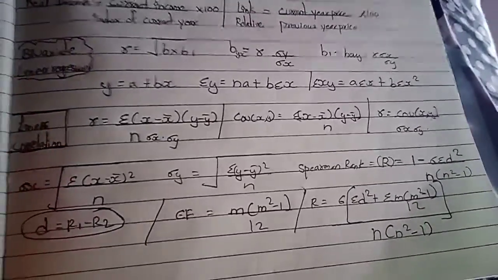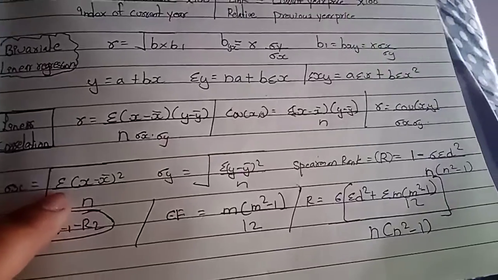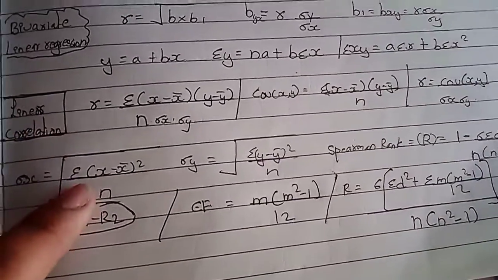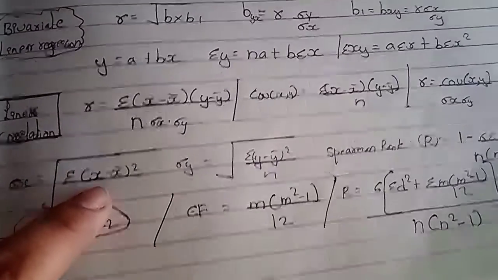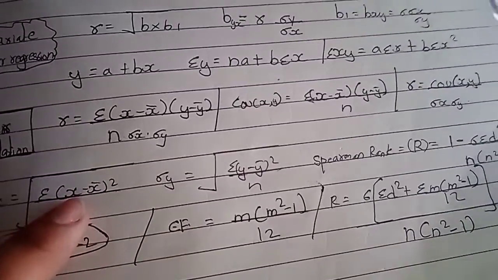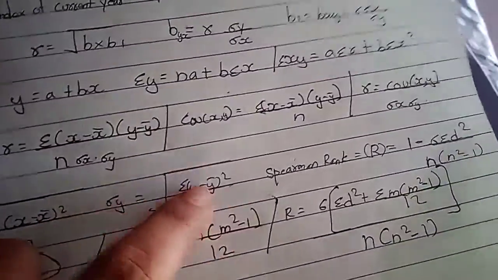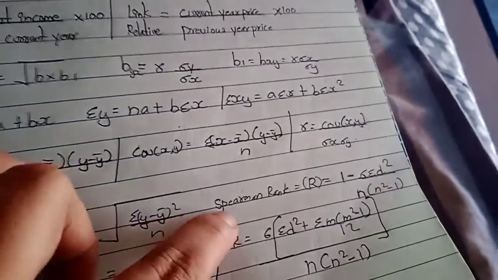Yeah, I don't like to explain this because it is too easy and you will study it in 12th standard, but still I am explaining. See, sigma x is equal to under root of summation of x minus mean whole square upon n, and same for y. This is new for you, Spearman rank.